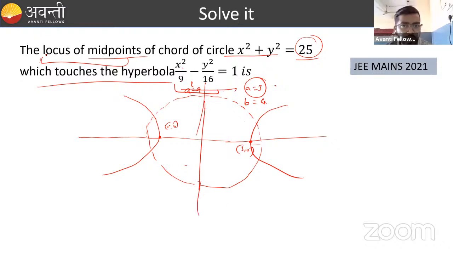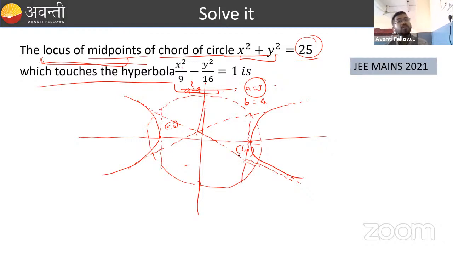Now let's understand the question. The locus of midpoints of chord of the circle, right? So whichever chord you are drawing to the circle, suppose that chord is a tangent to the hyperbola, like this. This chord will be a tangent. This chord will be a tangent. So we are supposed to find the locus of the midpoints of all these tangents which touch the hyperbola.